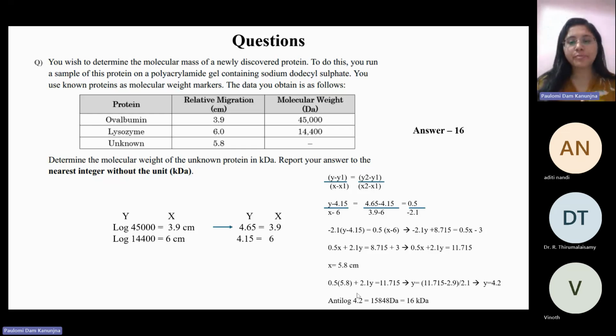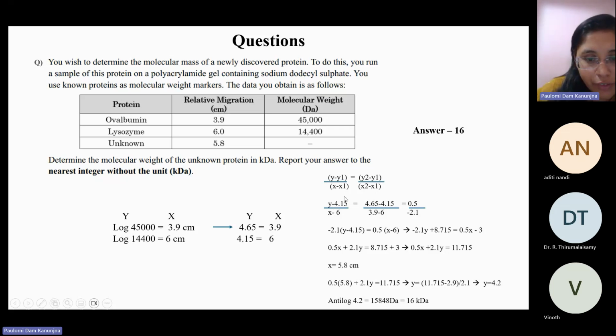Okay, let me explain. The similar idea applies here as well. You have your molecular weight 45,000, which has traveled 3.9. So you take log of 45,000, which is 4.65, and x is 3.9. That is one value. You take log of 14,400, and that is for 6 centimeter, so 4.15 is for your 6 centimeter. That is y2. You substitute in this formula: (y minus y1) divided by (x minus x1) equals (y2 minus y1) divided by (x2 minus x1).